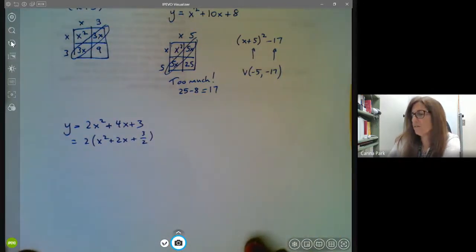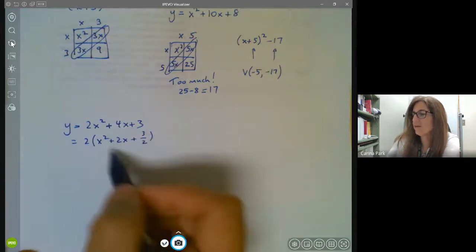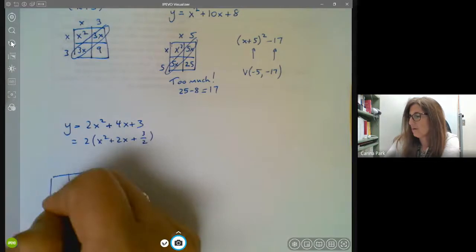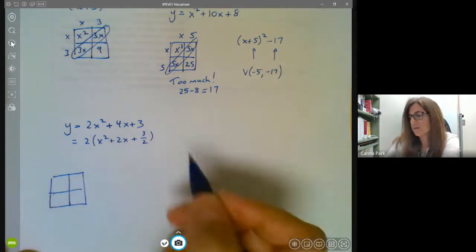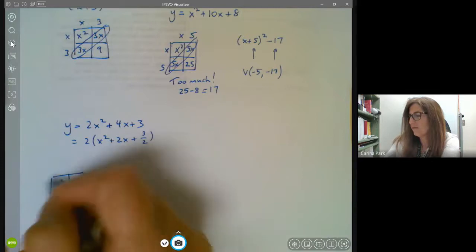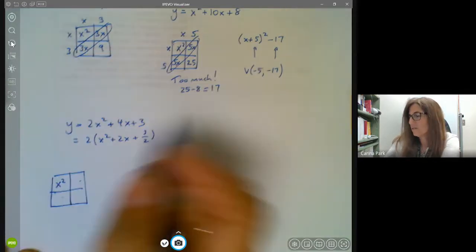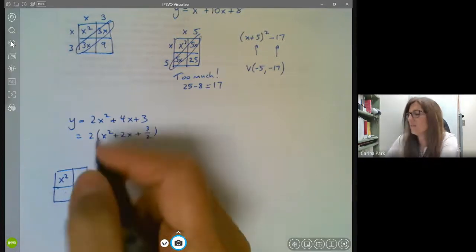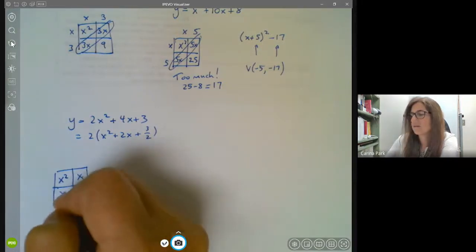Okay, so I factored the 2 out. And now this part in here is what I'm working with in my rectangle. I want x squared plus 2x. These two have to be the same because I'm going to want a perfect square here. So if I'm going to want these two to add up to 2x and they have to be the same, that means they each have to be x.